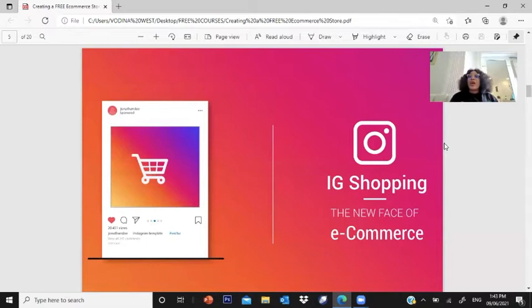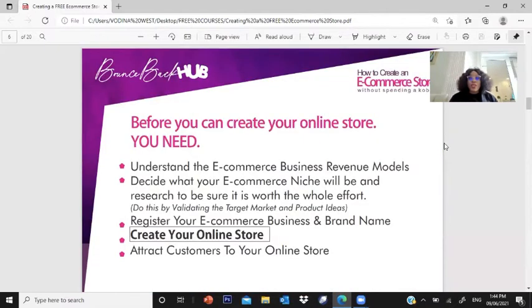We also have IG shopping, IG store. That's the new face of e-commerce. This is a very newly introduced model in the IG community. So IG shopping is the new face of e-commerce. That is an opinion, but not a fact. That's the advert strategy, that IG shopping is the new face of e-commerce, right?